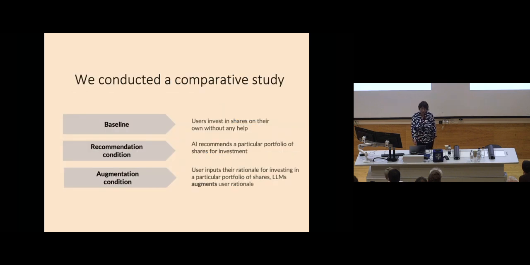For this research, we conducted a comparative study. So we compared a baseline where the user invests in shares without any help. We have the augmentation condition, which I've just described, where they input their rationale for investing in a particular portfolio of shares, and then the large language model augments that. But we also had what we're calling the recommendation condition, where the AI simply recommends a particular portfolio to the user. Recommendation is a very popular way of using AI, and we wanted to compare these three.